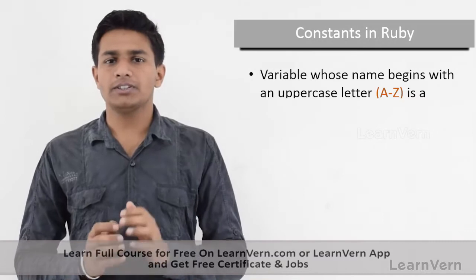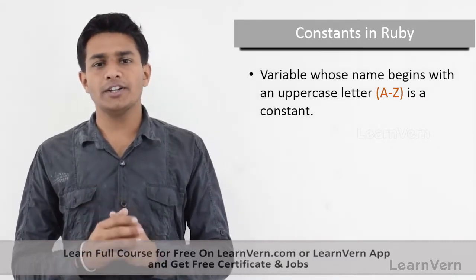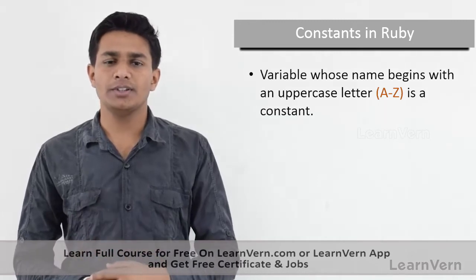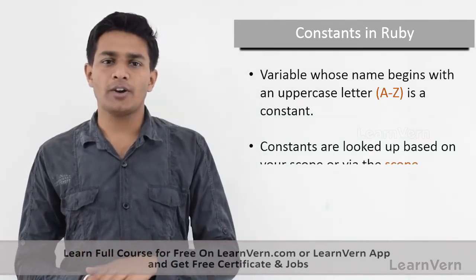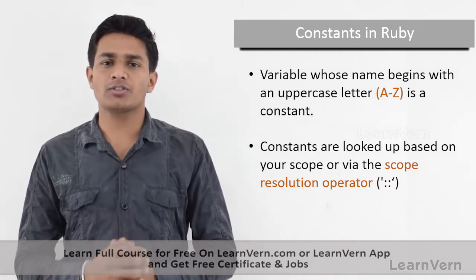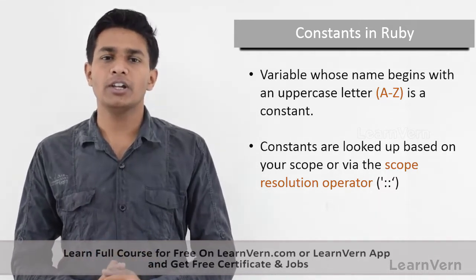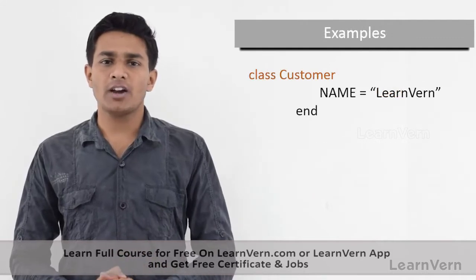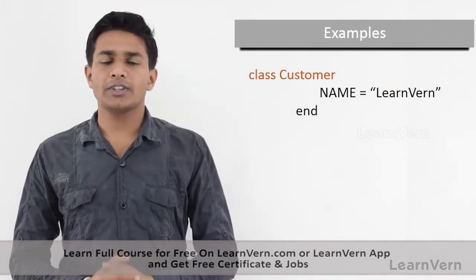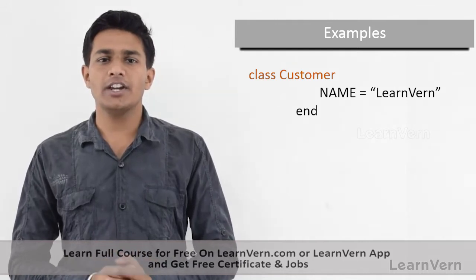Any variable that starts with a capital A to Z will be considered a constant in Ruby. So this is the main thing that we need to consider: we cannot define any constant with a lowercase value. Here you can see an example where I have created one constant variable that contains A to Z, all in uppercase.